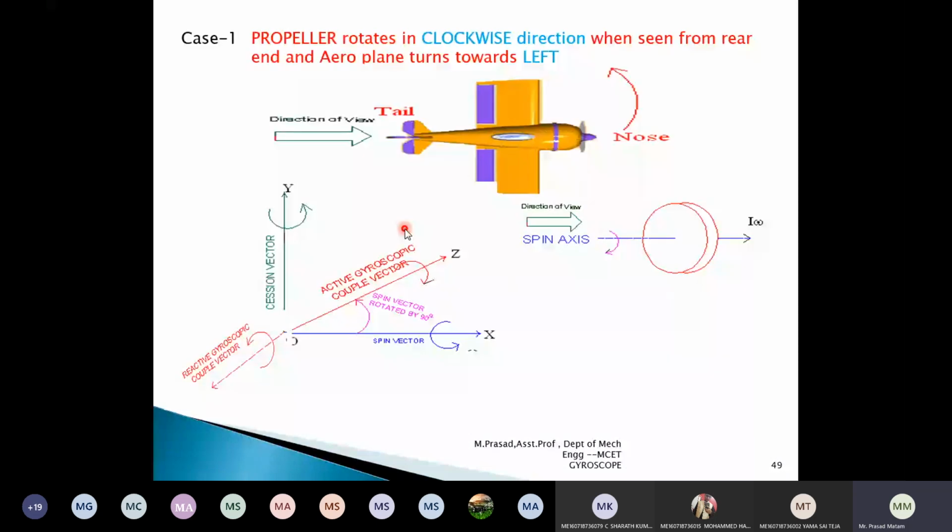So let me discuss the case 1. Propeller rotates in clockwise direction when seen from the rear end and aeroplane turns towards the left. So you can see this direction shows the left side of the aeroplane. It is taking the left turn and rotor is rotating in clockwise motion.